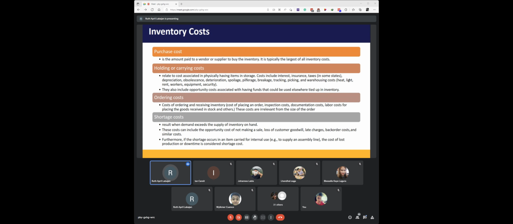Okay? Then the shortage cost, okay, it results when demand exceeds the supply of inventory on hand. Basically, the shortage cost is what you call opportunity cost. Okay, because sometimes if you don't have the amount of inventory needed, then it's a loss of sales. Okay? There may also be charges because you did not deliver the exact amount of items, okay? Those are the back order costs and other costs.